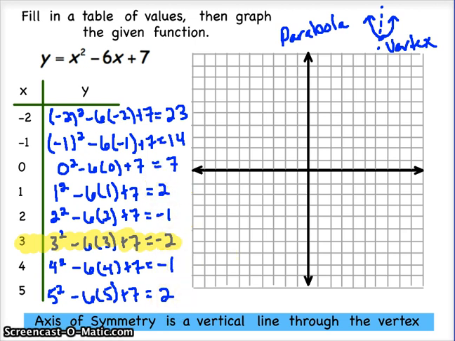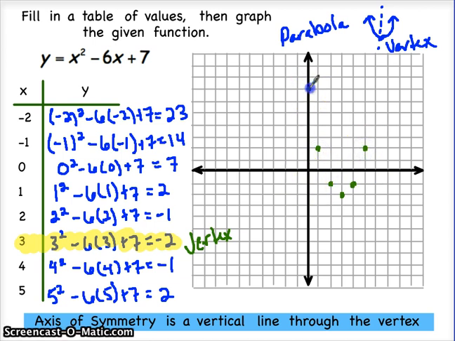So when we go to plot our points, I would go ahead and start with that middle point. Start with what we're going to call the vertex, knowing that that's that middle point in between all of our symmetry. 3, negative 2 is plotted right here. Then we can plot 2, negative 1 and 4, negative 1, as well as plotting 1, 2 and 5, 2. If you want to, you go ahead and graph farther.